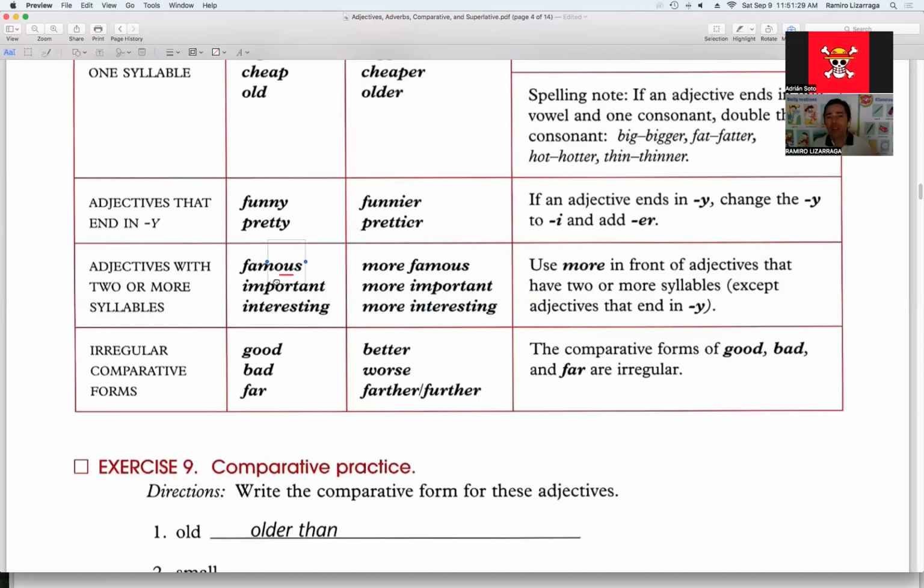We don't modify the adjective. It's the same adjectives. Look, famous, important, interesting. It's the same. We don't modify, we don't add anything. We just use the word more, you know, more famous, more important, more interesting.